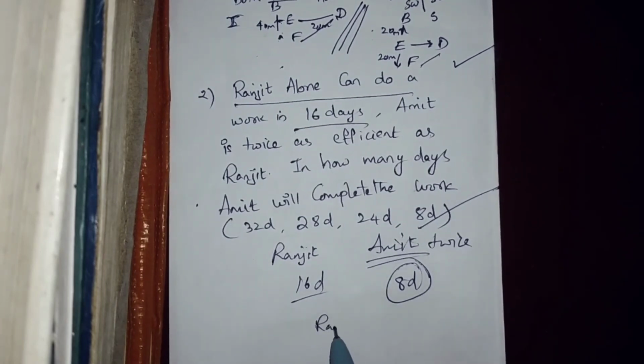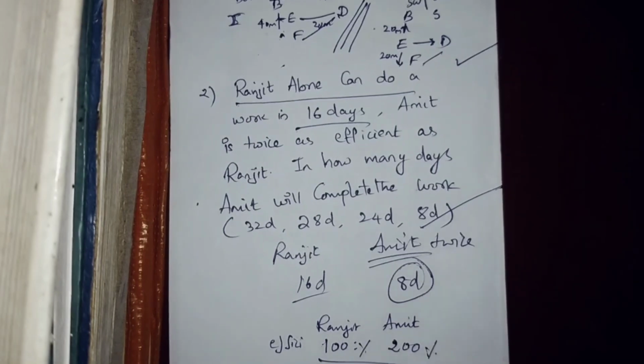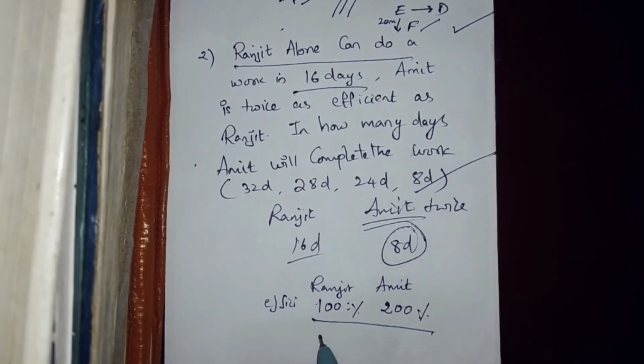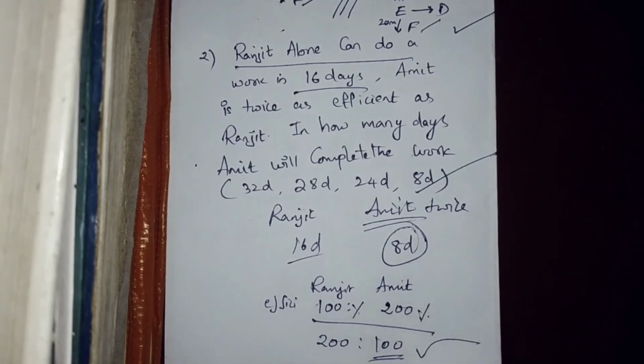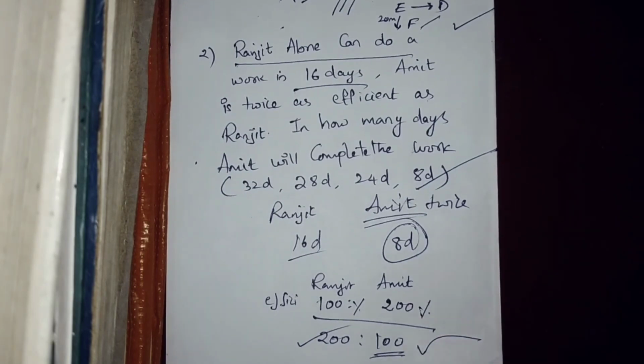Ranjit, Amit. Ranjit is 100% efficient and Amit is twice, 200% efficient. It is not 100 is to 200, it is always 200 is to 100. That means if Amit can do a work in 100 days, Ranjit will do it in 200 days. Amit is twice efficient, so I converted efficiency by reversing into work done.